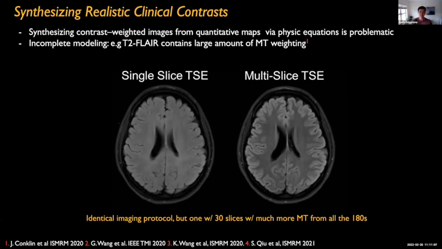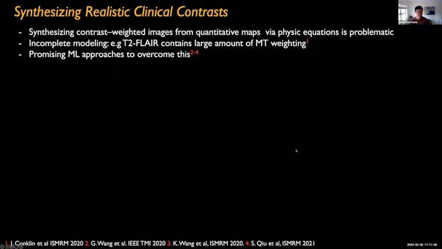on the right. So if you were trying to synthesize this T2 FLAIR using the T2 map and proton density from our quantitative imaging sequence, directly using the physics equation, we would have got the image on the left rather than the image on the right, which would be problematic because the clinician wants the one on the right here. So this is a problem, but nonetheless, there's been promising machine learning-based solutions to overcome this.